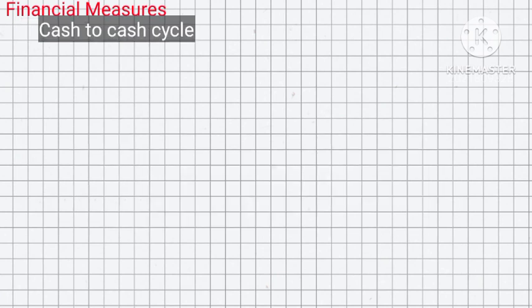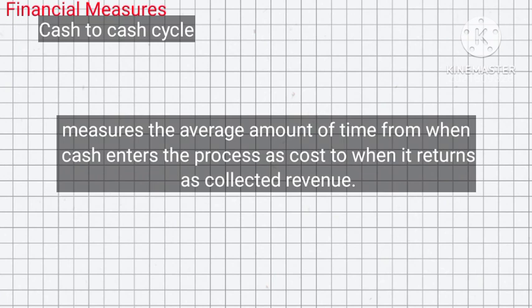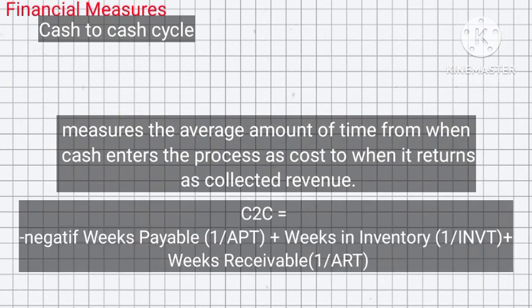Lastly, another useful metric is the cash-to-cash (C2C) cycle, which roughly measures the average amount of time from when cash enters the process as cost to when it returns as collected revenue. C2C equals negative weeks payable plus weeks in inventory plus weeks receivable.